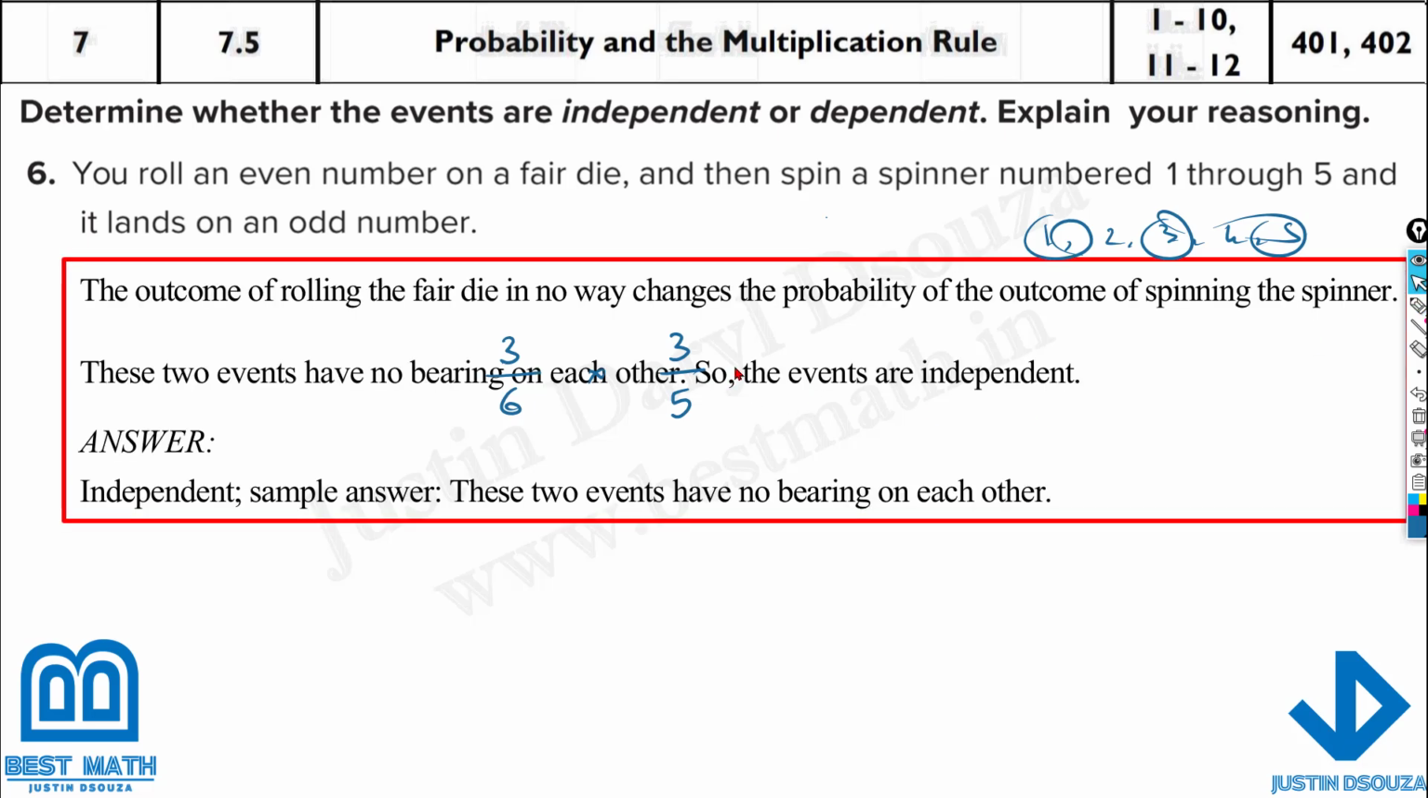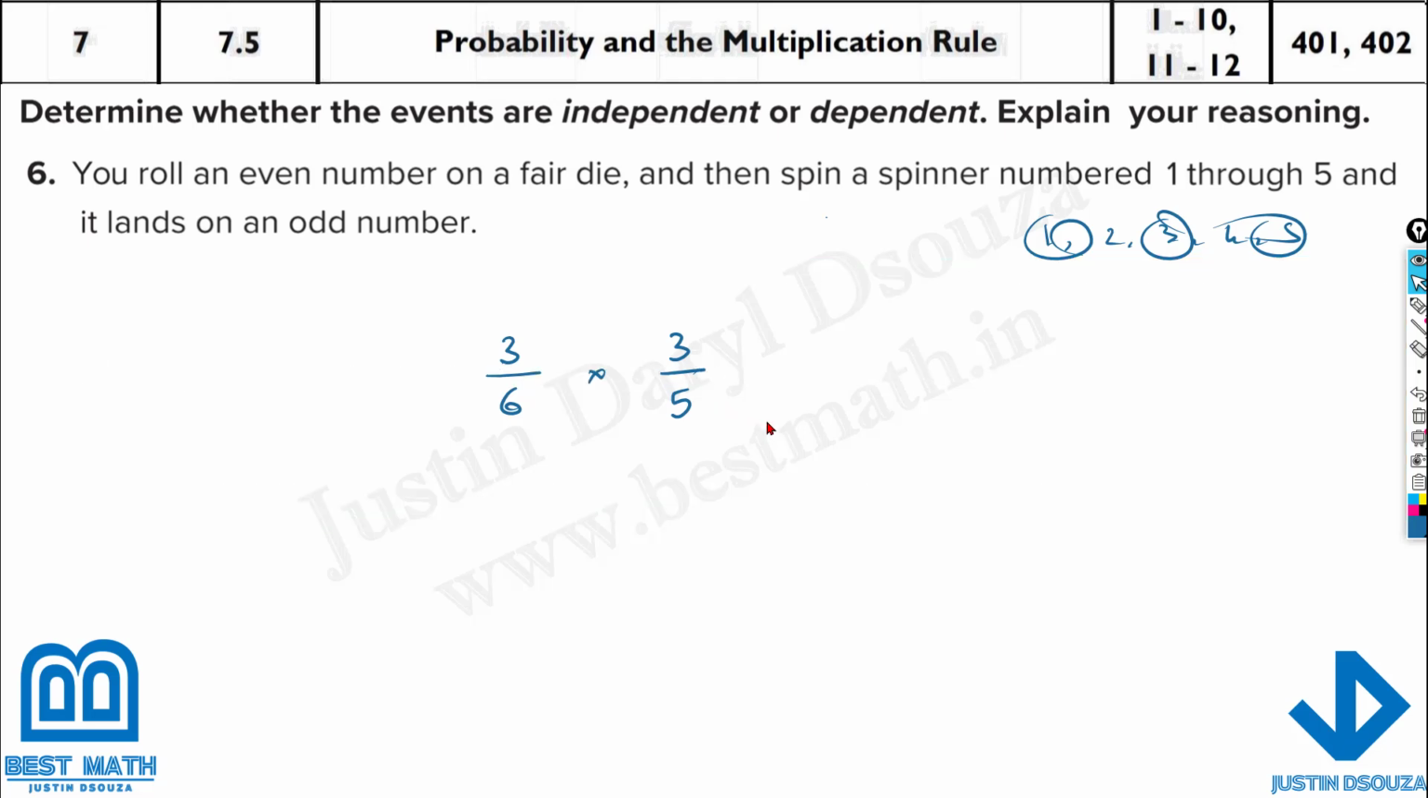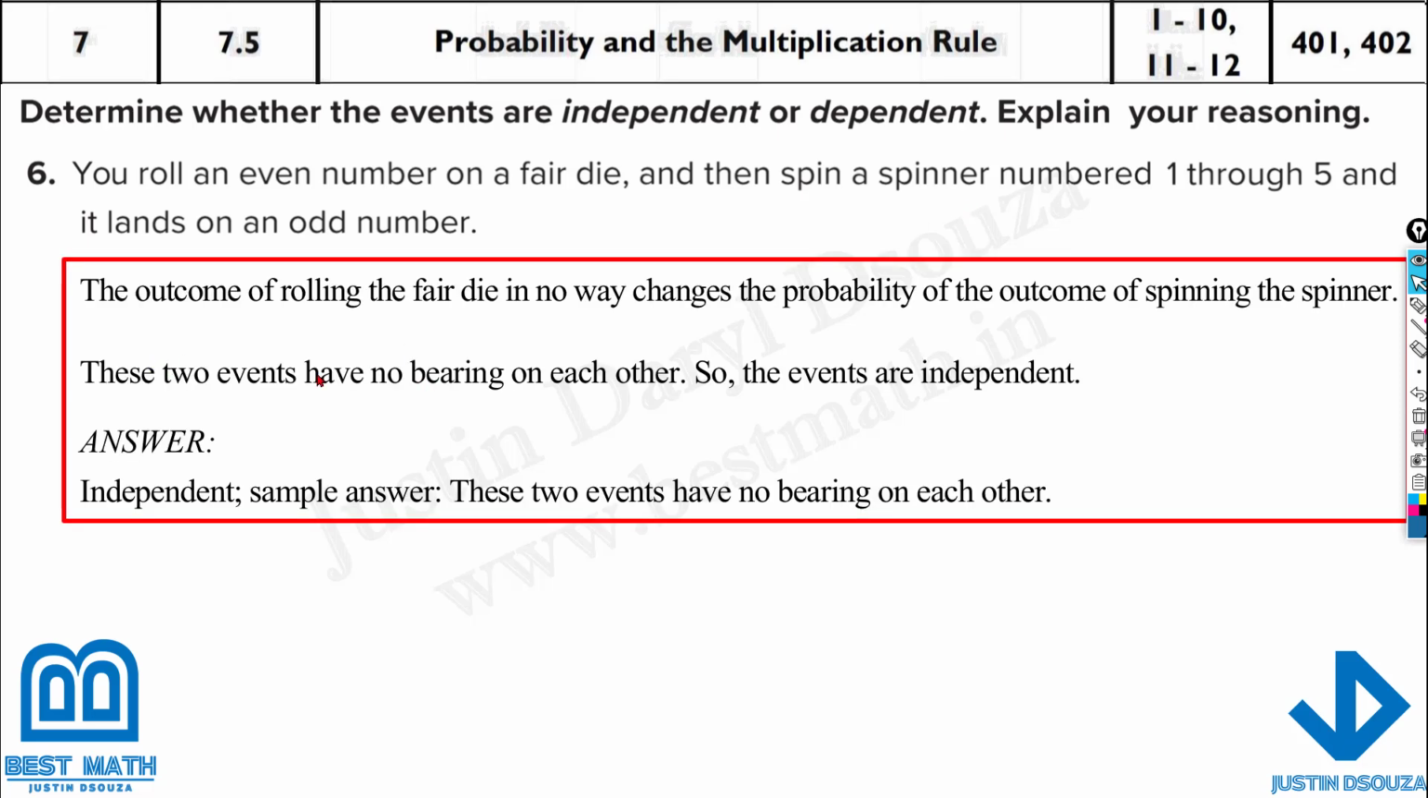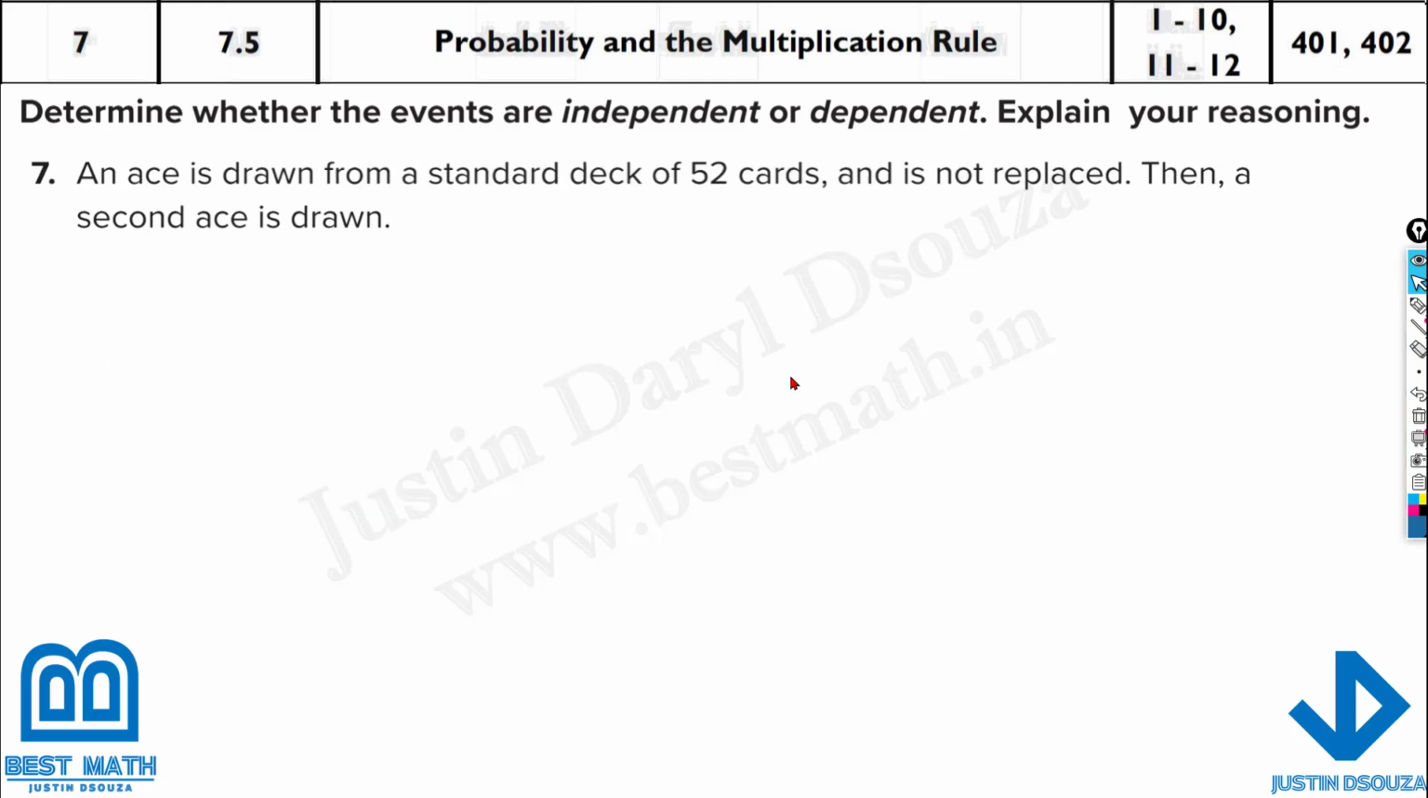Okay, what they ask is not to solve the probability, they ask whether the events are independent or dependent. Now let's understand the situation. You're rolling a die and then you're spinning a spinner. Can they depend on each other? No. Whatever the probability of the die, it will never change the probability of the spinner. So they are independent events. These two have no bearing on each other whatsoever, so they are called independent events.